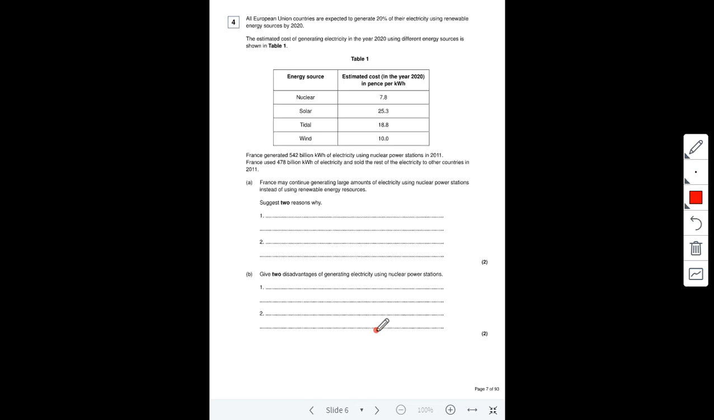Okay, so next question, and here you have to suggest two reasons. So first read out the question properly and then give me the two reasons.